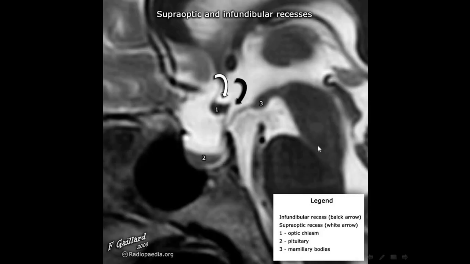This is another image showing the pituitary gland here, the optic chiasm here, the supraoptic recess, the infundibular recess, and this is the mammillary body.